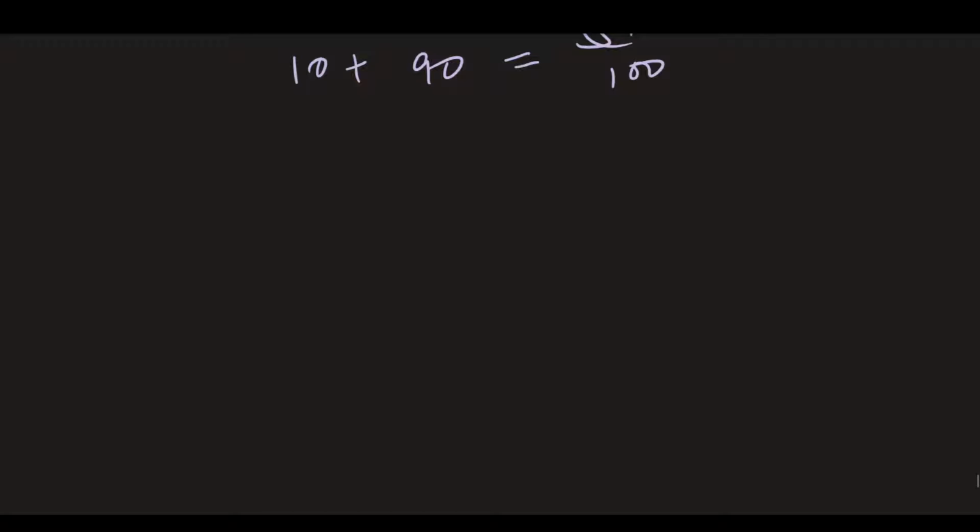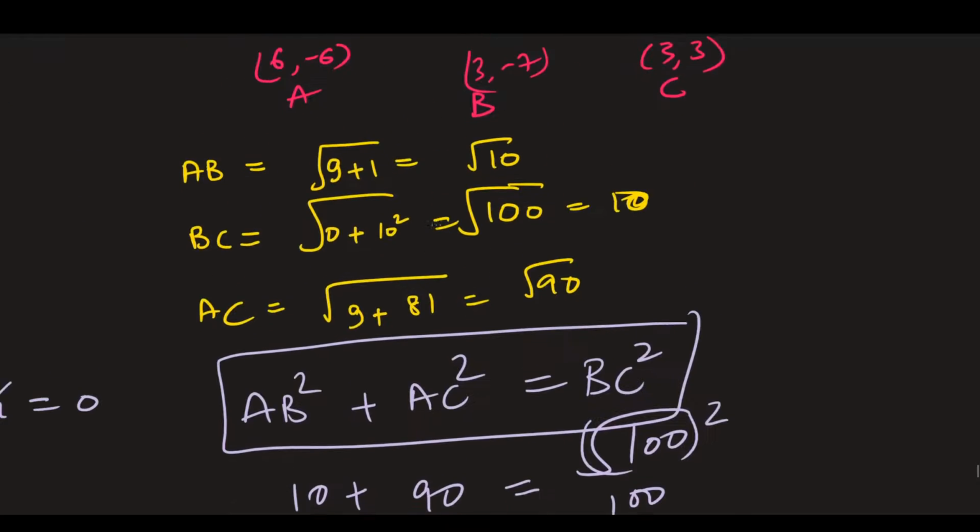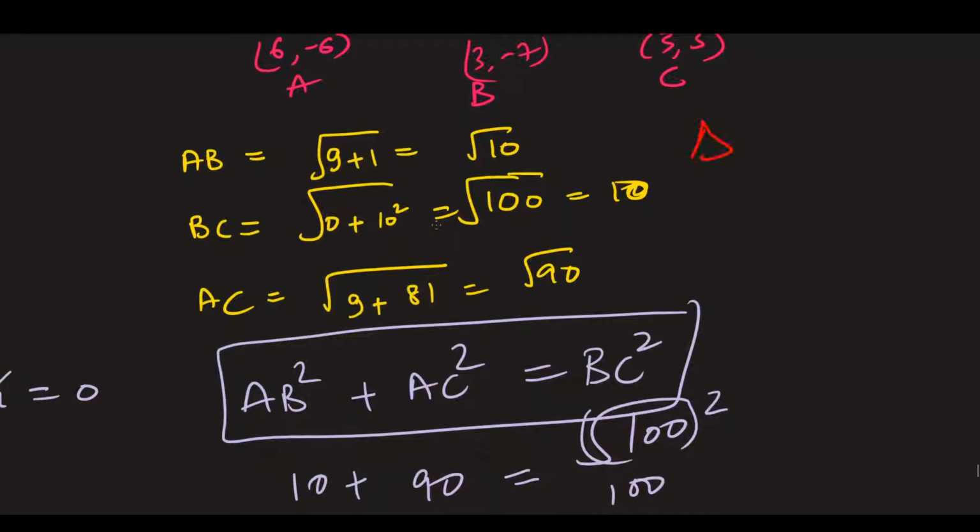So if we draw a circle and we mark the points, the triangle ABC is a right triangle at A, with BC as the hypotenuse.